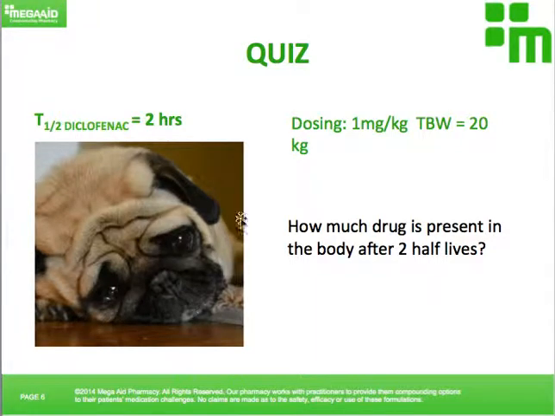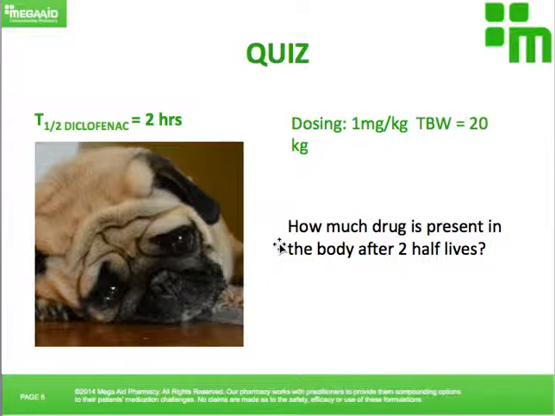Let's say I have this wonderful little doggy, and the doggy is very sick. So I took the doggy to the veterinarian, and the veterinarian actually wrote a prescription for diclofenac. The way that drugs are dosed in animals is different than drugs being dosed in humans. So for this specific little doggy, I know that the doggy weighs 20 kilograms, and the way that a vet would dose it would be 1 milligram per kilogram. So now I know the half-life, it's 2 hours, and then the question is, how much of the drug is going to be present in the body after 2 half-lives?